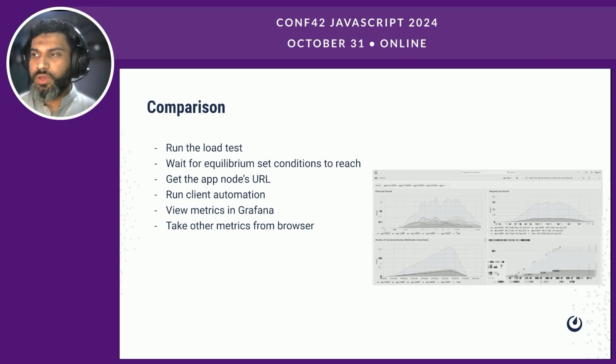Now, before going to the metrics, how can you compare two versions of your Mattermost application? What we do is, for version A, we run the load test, wait for the equilibrium to set in, get the app node, run the client automation test, run it for some time, see the Grafana dashboard, take the metrics from the browser, and then we run it again with exactly the same environment variables as the past test, now with a different client version. After running the same steps again, we compare: have we improved or not? That is how we analyze whether we are improving the performance of the web app or actually degrading it.